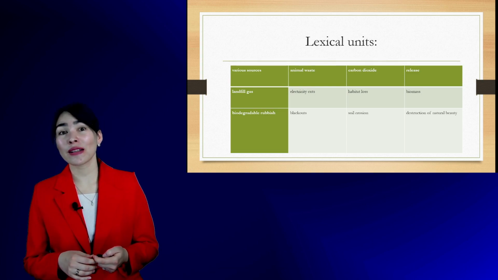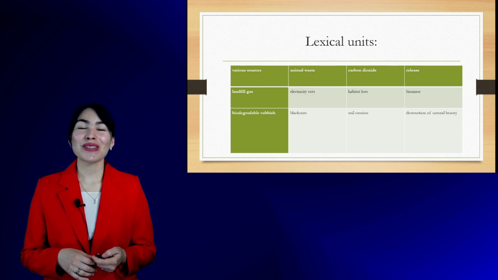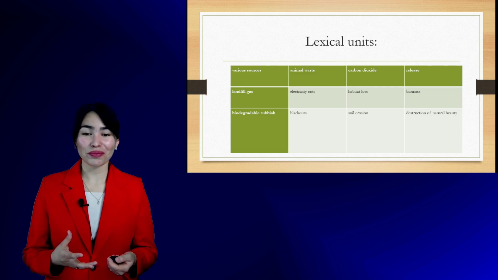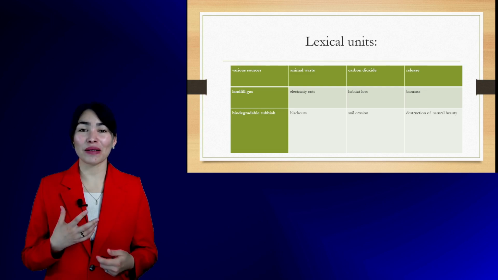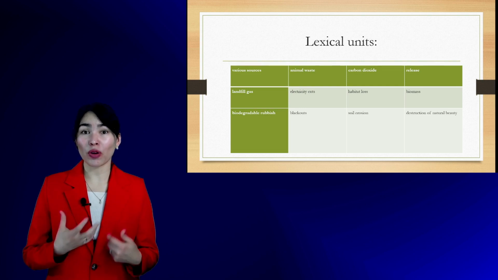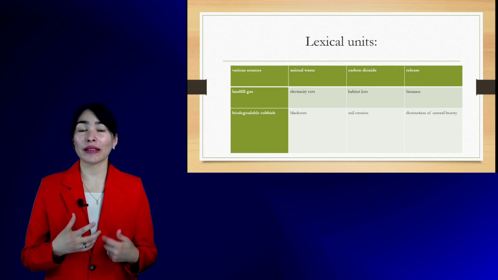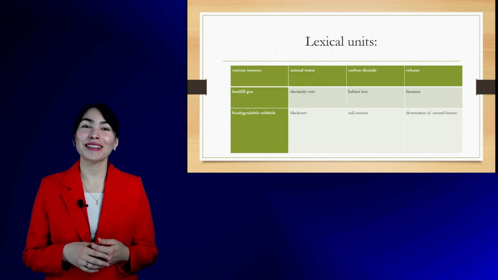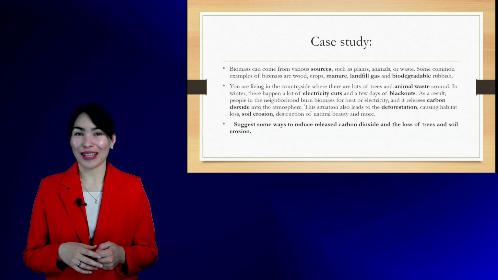So the last word is biodegradable rubbish. Biodegradable rubbish is the rubbish that can undergo a biodegradable process, a biological process, and it can remove itself, let's say like that. So this is our case study.